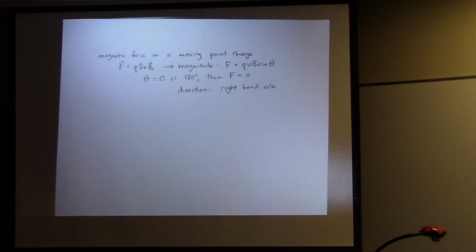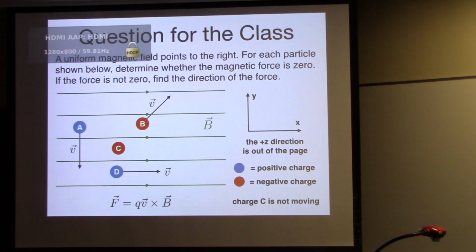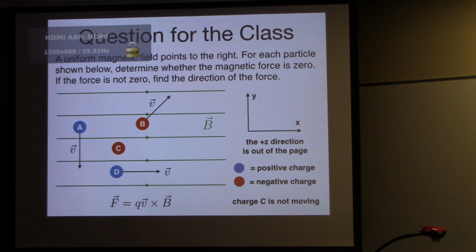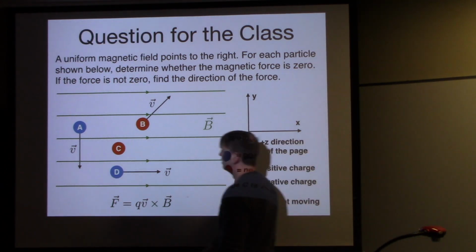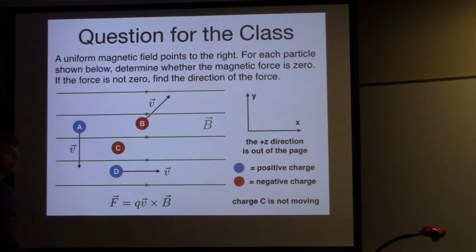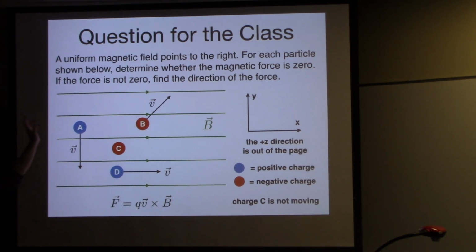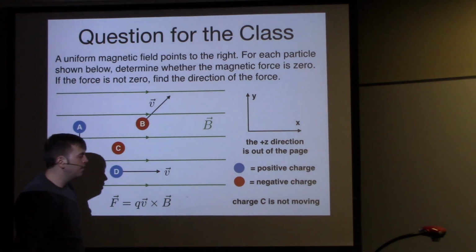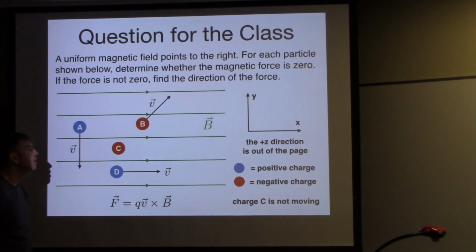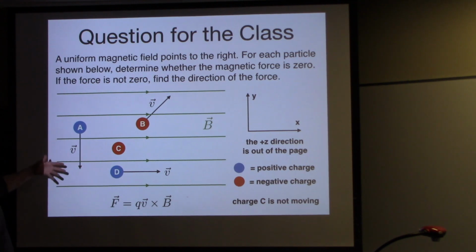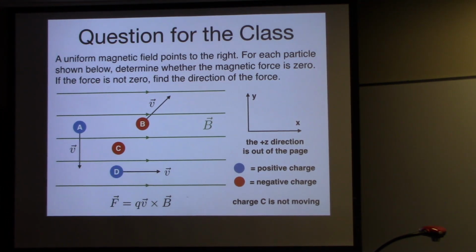So let's go back to the examples. Okay, so let's start with charge A. And the way to read this diagram here is anything that's shown in blue, that will be a positive charge, and anything shown in red, that will be a negative charge. My B field lines are shown in green, they're going to the right. It's a uniform magnetic field going to the right. Okay, so let's start with charge A.